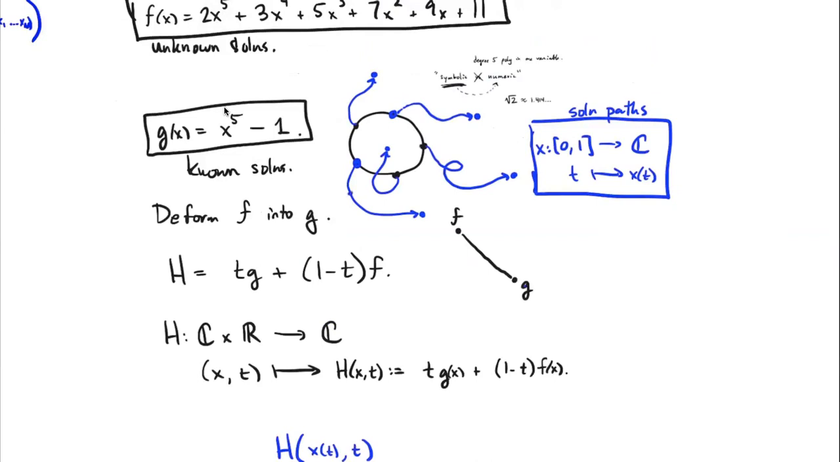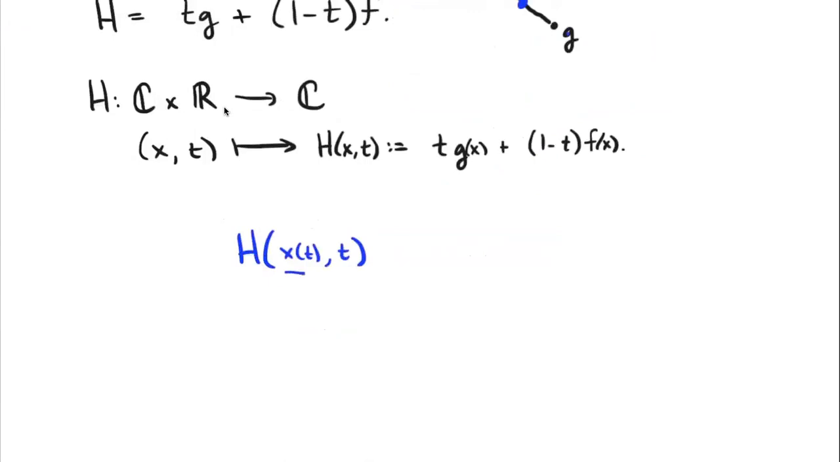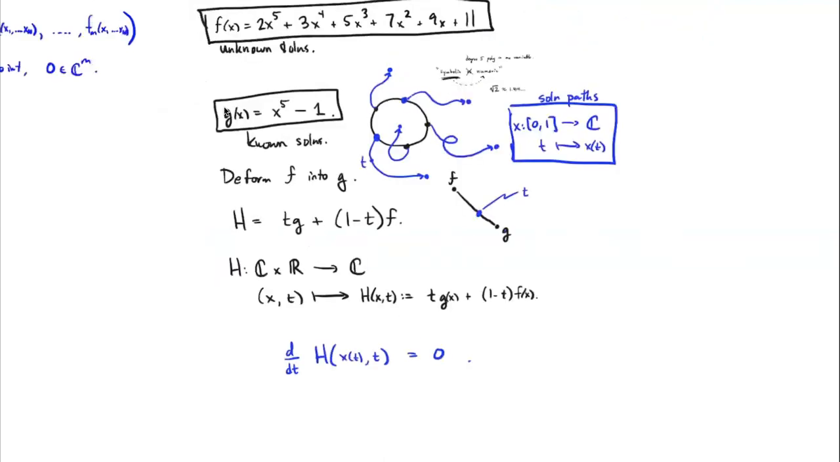And at time T, there'll be solutions to some other polynomial, namely the polynomial that's sort of T of the way between the polynomial G and the polynomial F. And so what we notice is that at every point in time, that should solve the equation. And so this must be true. The time derivative should be zero, just identically zero at all times. Are there any questions on this so far?